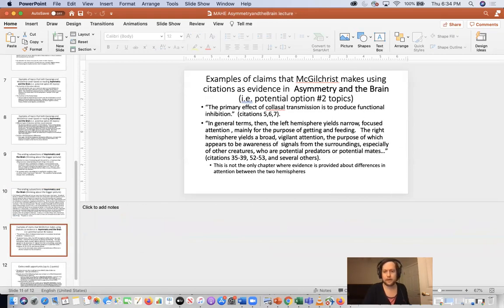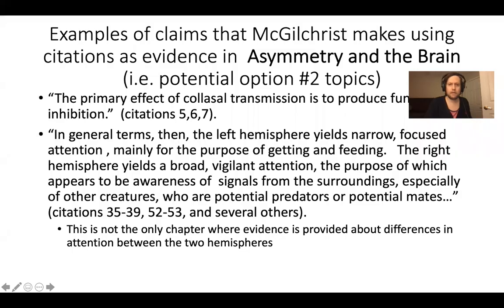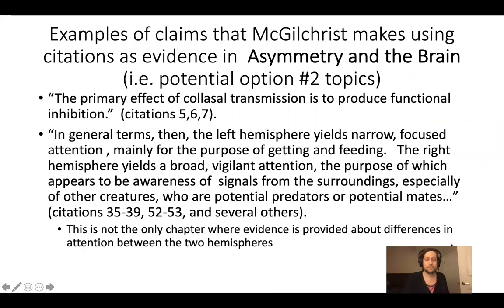Okay, so the last thing I'm going to talk about is some more ideas for potential topic 2, option number 2. So remember this topic is you choose a claim and you just find citations, you read those citations, and then you write about towards the end of the paper, do these citations support the claims that McGilchrist made with them?